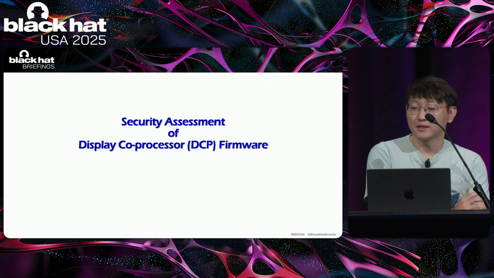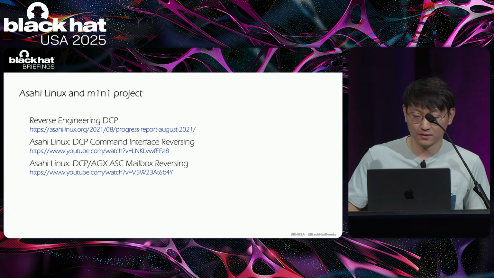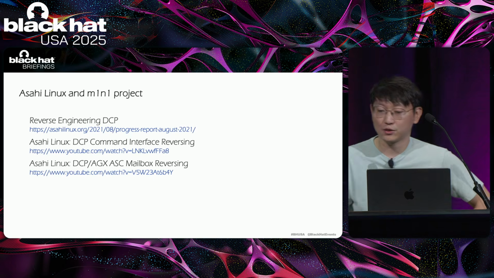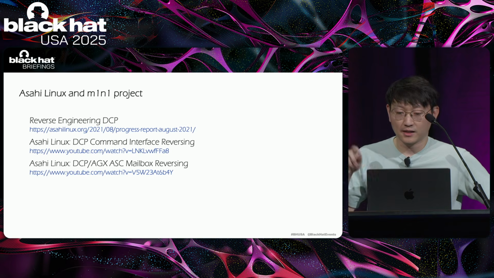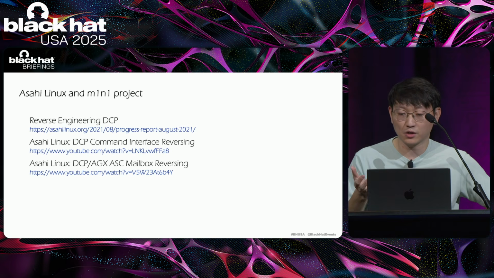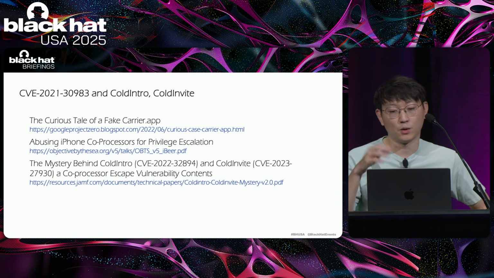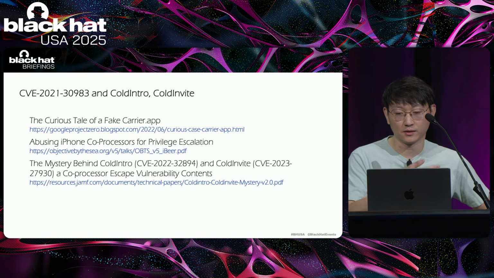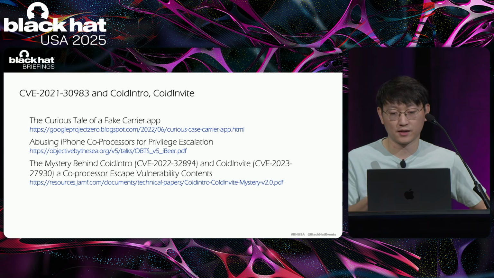Now let's go down one more layer to the firmware. First, I would like to refer to the Asahi Linux and the M1N1 project as background. The team has done a very solid job in reverse engineering the DCP architecture. We have also listed several well-known vulnerabilities in this field, including some CVEs. The analysis reports on these vulnerabilities are highly recommended.